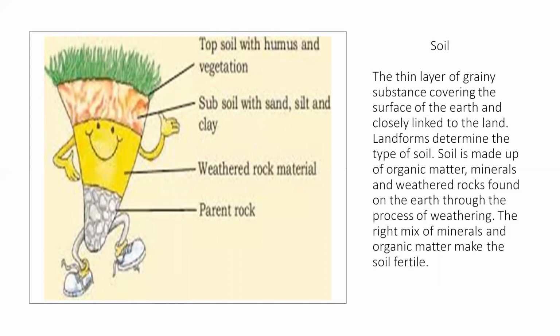Soil is made up of organic matter, minerals, and weathered rocks found on the earth through the process of weathering. The right mix of minerals and organic matter makes the soil fertile. This means that the soil we see in our surroundings depends totally on the weather conditions of that particular area. The soil varies in its texture and its content depending on the landform too.